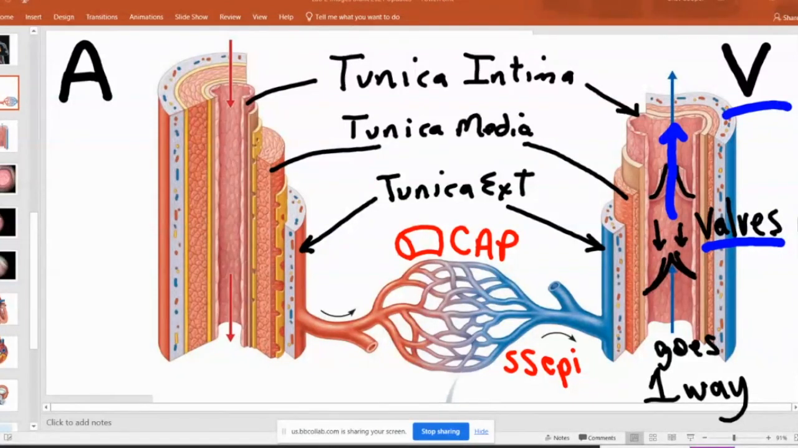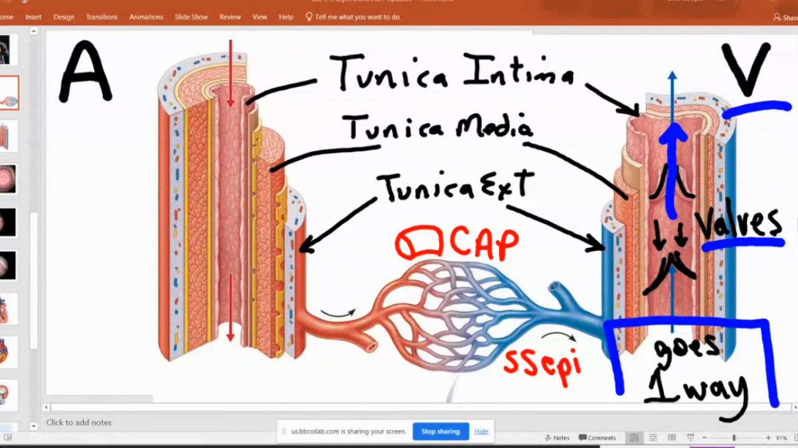So who wants to tell me which kind of blood vessels have valves? Veins. Only veins. Arteries will never have a valve. Capillaries will never have a valve. Only veins have valves. And what is their job? To make sure what goes one way? Blood. That's it. To make sure the blood flow goes one direction.